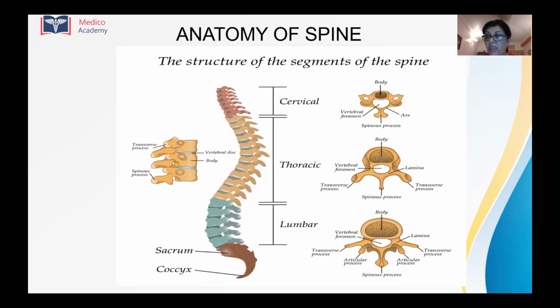Thoracic spine, the upper and mid back, where the ribs attach to the spinal column, includes 12 vertebrae, that is T1 to T12. And the lumbar spine or the lower back is composed of 5 vertebrae from L1 to L5. Many of the spine conditions that cause pain can occur in any area of the spine.